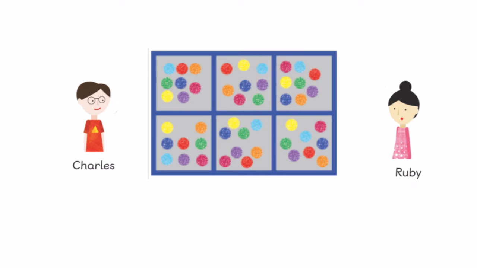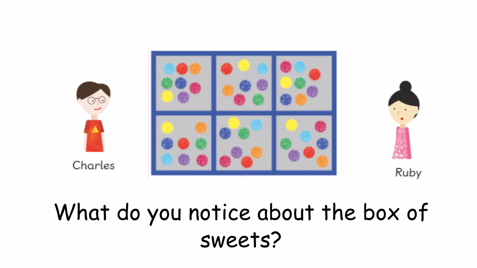Today our friends Charles and Ruby from Maths No Problem are here. They have got a box of sweets. What do you notice about the box of sweets? How many parts are the sweets in the box divided into? Can you pause the video and count? I can see that the sweets are divided into 6 equal parts.